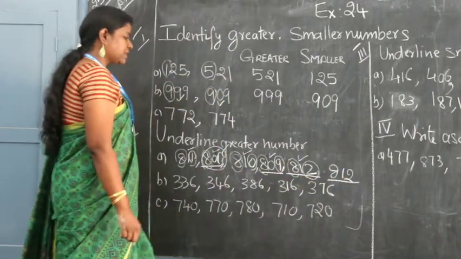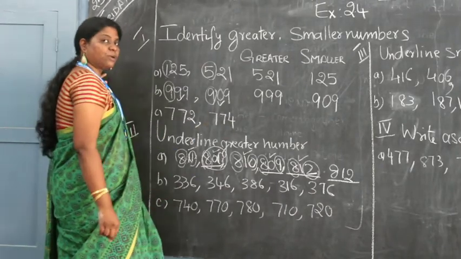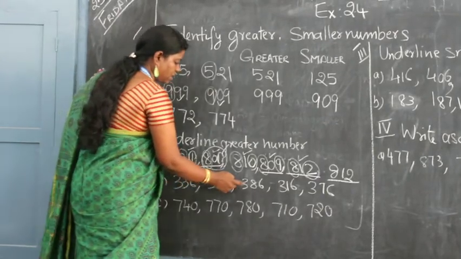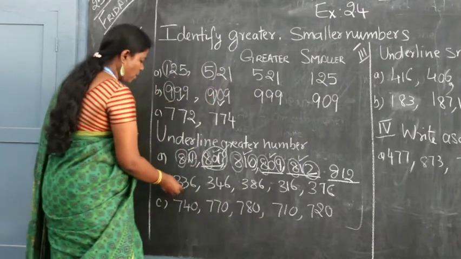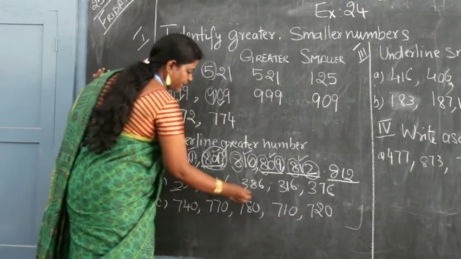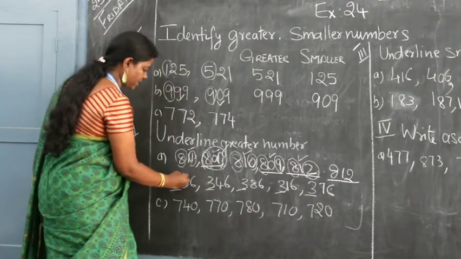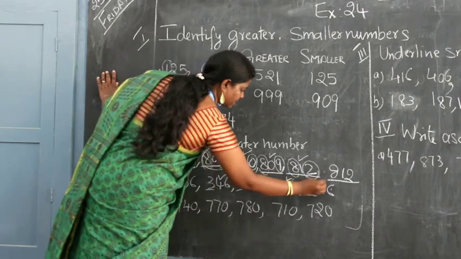Let's move on to the second one. Here again you have to check how many digits. How many digits are there in each? 1, 2, 3, in every number. All the first numbers are 3. Let's move on to the second number. Here the second number is 3. Here it is 4. Here it is 8. Here it is 1. Here it is 7.